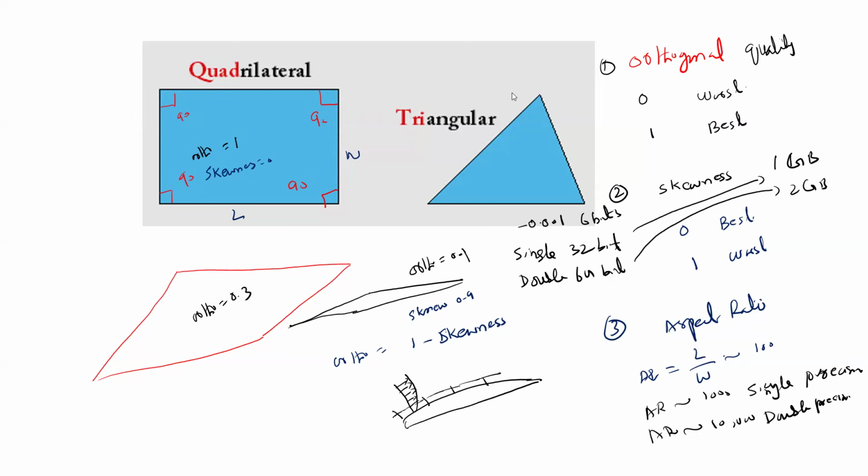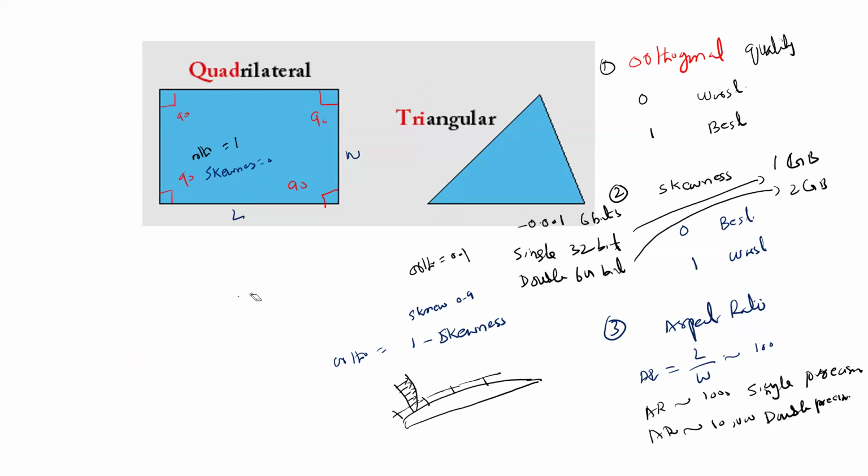So the question is: why can we not use very high aspect ratios for the simulation? Anybody? Anyone, please? When you talk about aspect ratios of 1000 and 10,000, what will be the effect on the simulation?